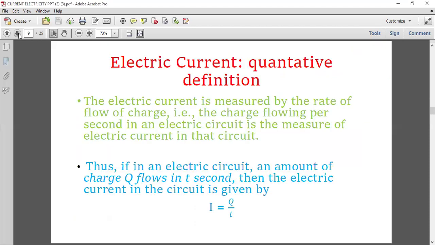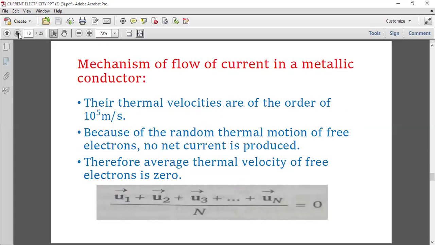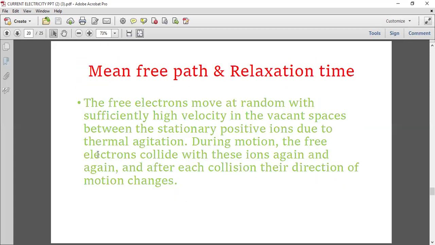So instead of acquiring a continuously increasing velocity, what will happen? They will acquire a constant average velocity. It's clear? They will acquire a constant average velocity. मतलब उनकी velocity लगातार नहीं बढ़ेगी. क्यों? क्योंकि in between क्या हो जाते हैं? Collisions हो जाते हैं. So there is one term, mean free path. It is the average distance traveled by the free electron during two successive collisions. The free electrons move at random with sufficiently high velocity in the vacant spaces between the positive ions.